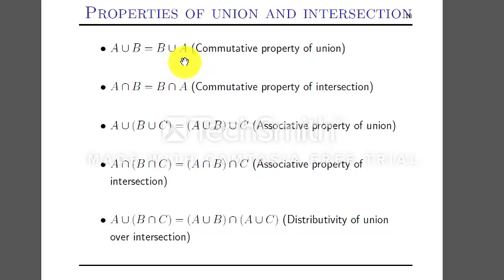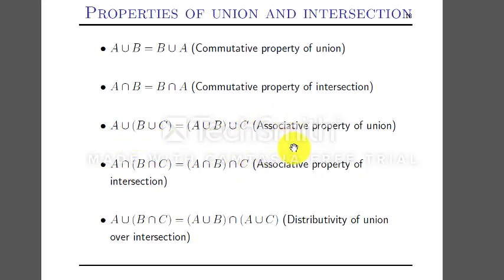It means A times B equals B times A. If we multiply A with B or B with A, the answer will be the same. Same in terms of union and intersection. If we take the intersection of B with A or the intersection of A with B, the answer will be the same. Commutative property of intersection. Similarly, the associative property of union and the associative property of intersection also hold.